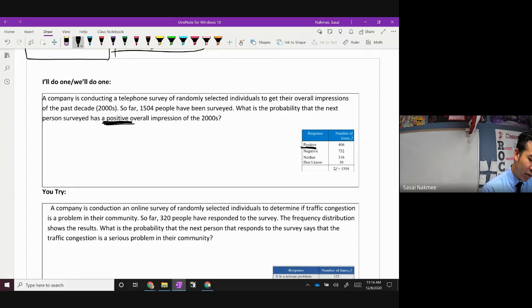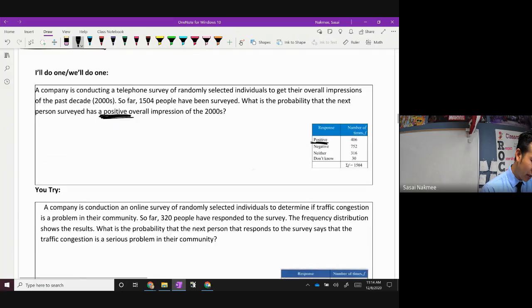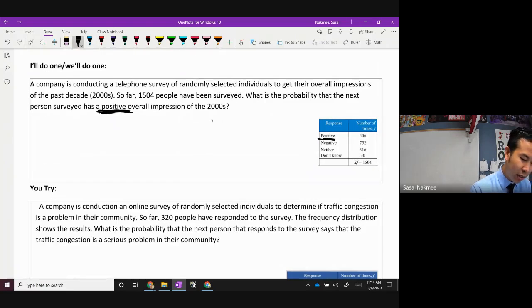So here are my responses. It's kind of small, let's make that a little bit bigger. So here are my responses down here, and I see the number of people who would respond that they had a positive experience, right? So I'm looking for the probability that they had a positive experience. Well, how many people responded that they would have a positive experience? I had a total of 406 people.